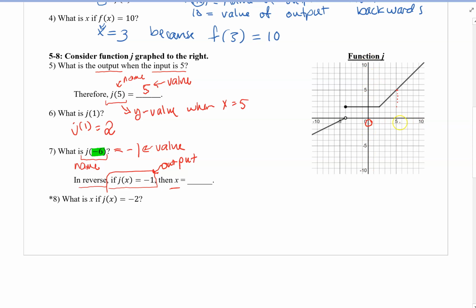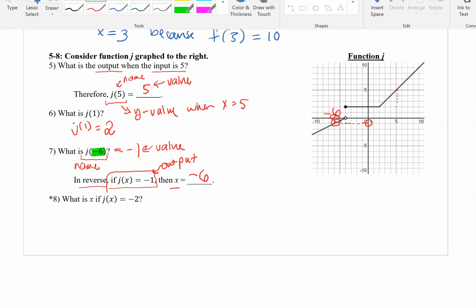And then I'm going to scan right to left looking for my graph. My graph is over here, so I had to go left to find it. And then I will go up to my input line, my horizontal line, and go, oh, that's at negative 6. So x must have been negative 6 to produce a y value of negative 1. Okay, so why don't you guys try number 8?